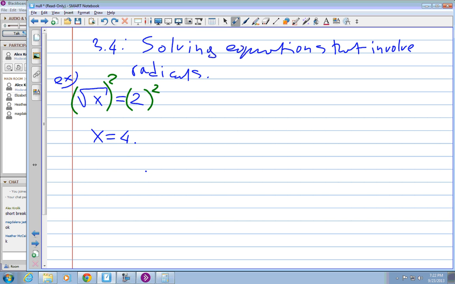Is that good? Well, that's right. Looks like it's going to work. If I take 4, plug it back into the original problem, that works. What if I give you this example? Cube root of x equals 2. Can you solve that one?